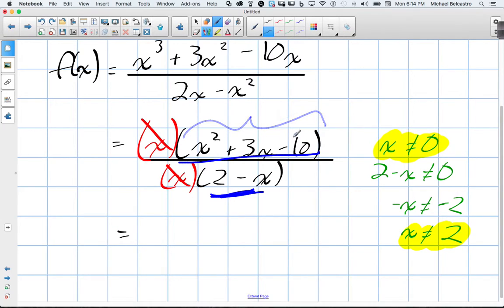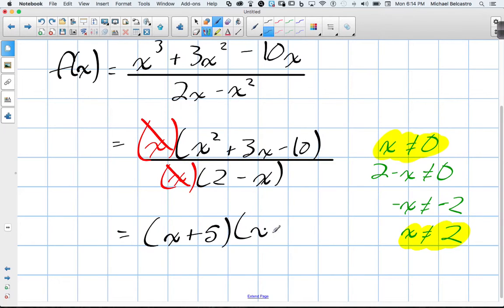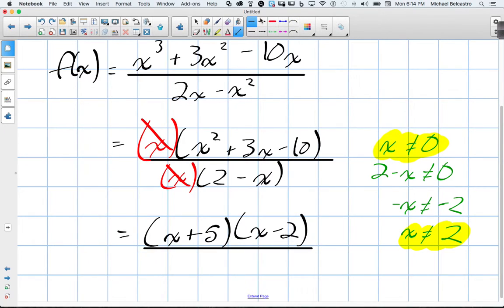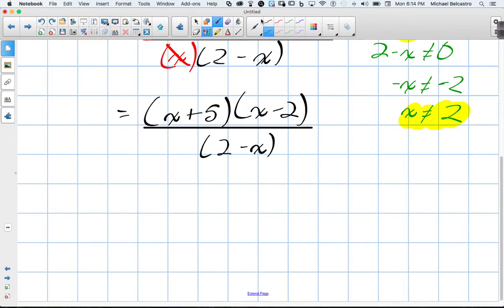This part here, I can use product sum to factor. And it looks like we're going to get x plus 5 and x minus 2 as the factored form of that standard form. And then we have 2 minus x. These two look pretty similar, but they're actually not quite the same. So what we're going to do here is put them in the same order. I'm going to put the variable in front and the constant at the end, just so we get a better visual of what we're looking at.